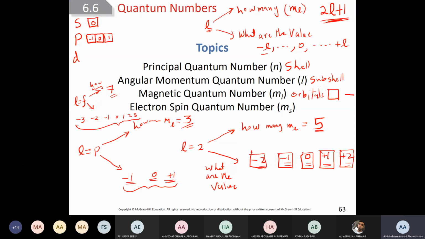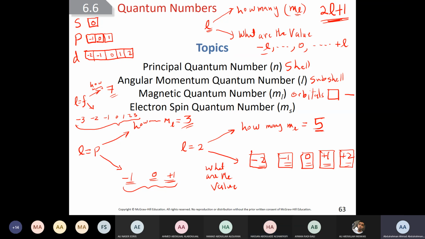When we have D, what's the value for L? 2. How many ml do we have? 5. So I'm going to draw 5 boxes. And what will be the values? -2, -1, 0, 1, and 2. The order is not important, all right?